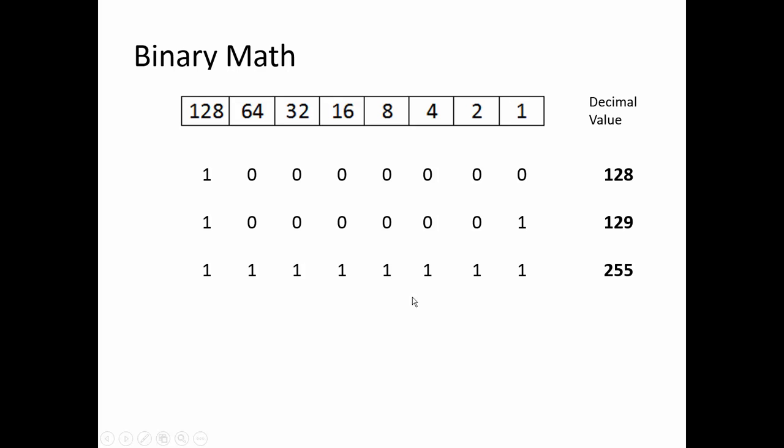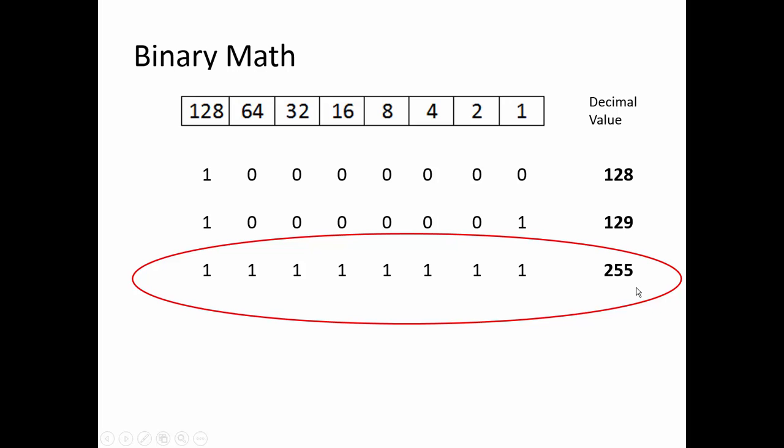Here's some other examples. A 1 followed by 7 zeros is equal to 128. A 1 followed by 6 zeros and another 1 is 129, because 128 plus 1 is equal to 129. And if all 8 bits are set to 1, then that equals 255, because that's equal to 1 plus 2 plus 4 plus 8 plus 16 plus 32 plus 64 plus 128, which adds up to 255. When all 8 bits are equal to 1, that is equal to 255.